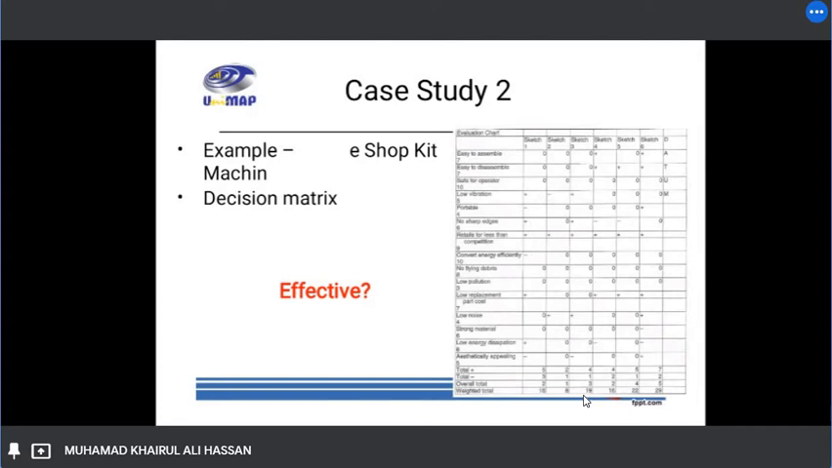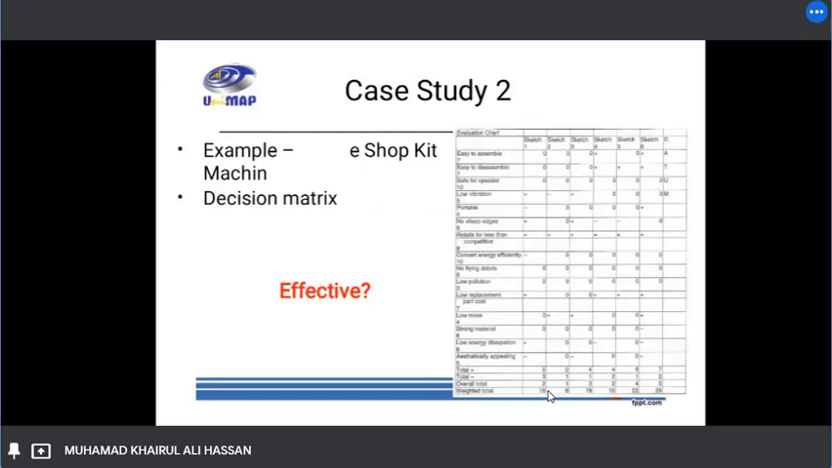Understand or not? Boleh ke? Can or not? Understand? Boleh. Okay. Ataupun okay. Okay.